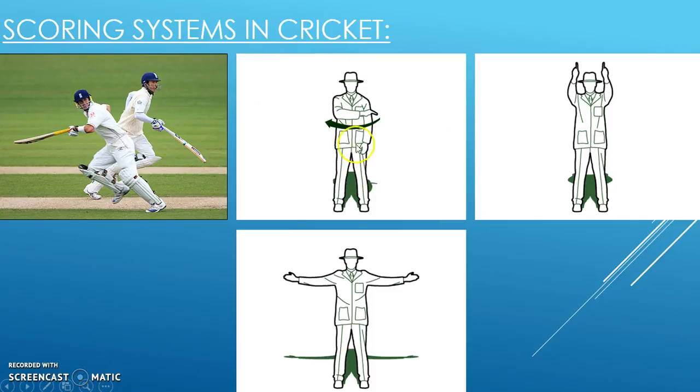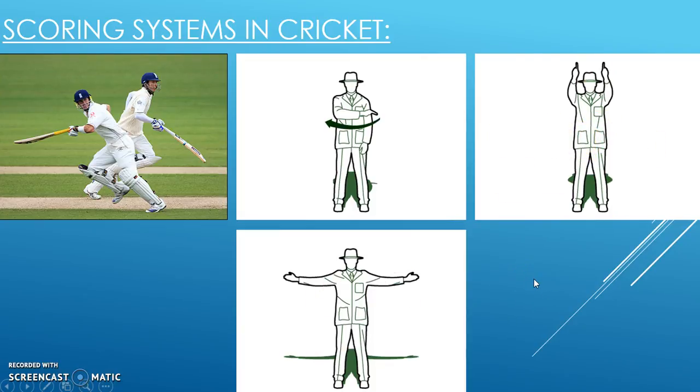The second way is by scoring a 4, and basically scoring a 4 is by hitting the ball to the boundary. The ball has to hit the ground before it gets to the boundary to score a 4. If the batsman hits the ball and the ball is hit over the boundary without bouncing, then that is called a 6, and he scores 6 runs. That is the third way, by scoring a 6.